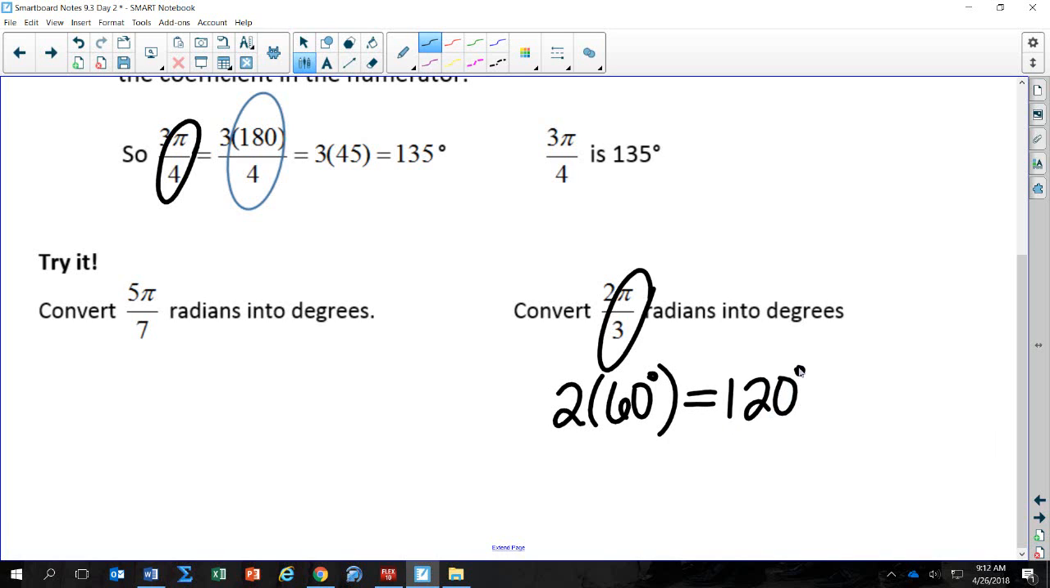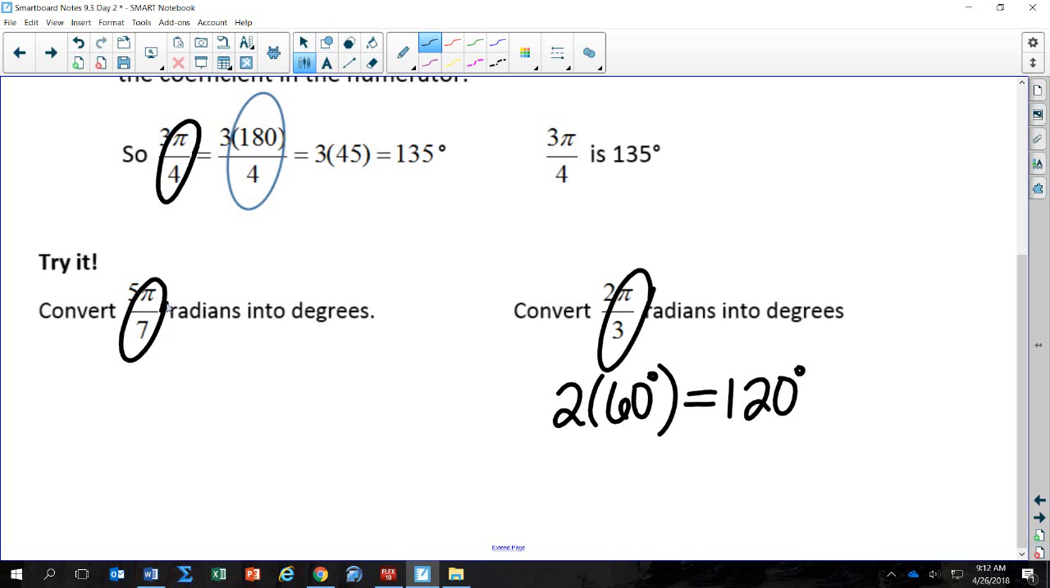Okay, so rather than debating, should I multiply by 180 over pi? Should I multiply by pi over 180? This is another way to convert to degrees quickly. It doesn't always work. You'll see over here, if I try to use that conversion method with 5 pi over 7, you run into some problems.